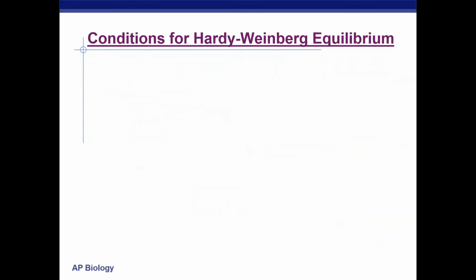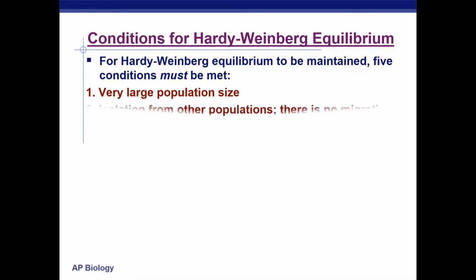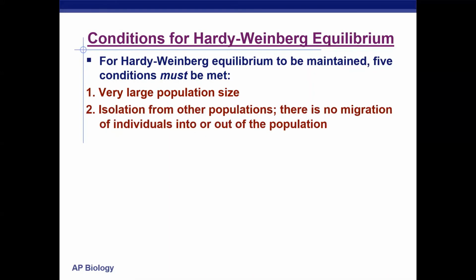Now, for a population to be in Hardy-Weinberg equilibrium, which means they're not evolving, there are some conditions that have to be met. First is large populations. It has to be a very large population for it to be in Hardy-Weinberg equilibrium. It also has to be isolated from other populations. There can't be any migration. Individuals can't be coming in or leaving. They have to be isolated, sort of like how you're isolated right now in your home. You're not allowed to really get out there because of the social distancing that we should be practicing.